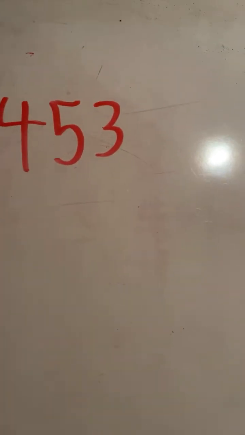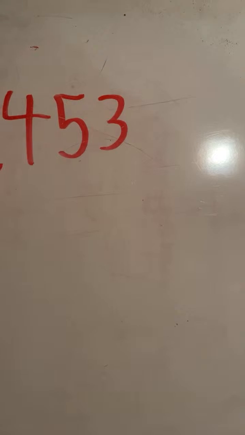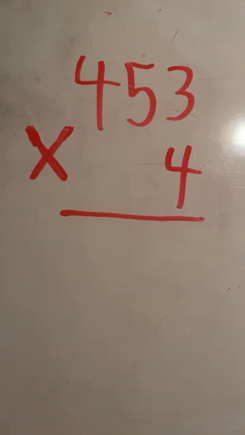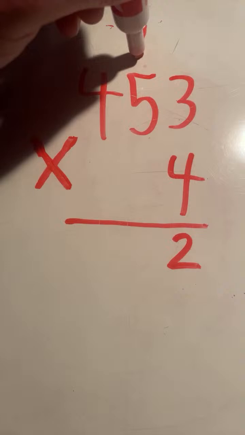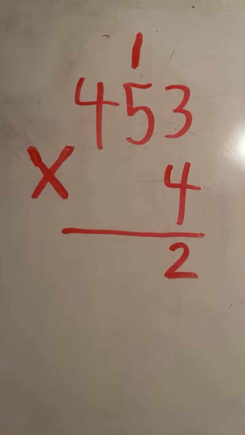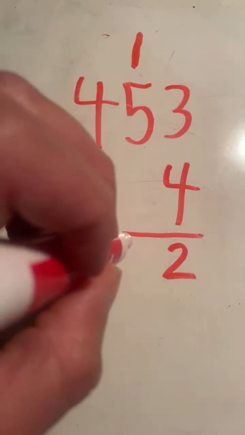All right, next example. 453 times 4. So we start in the ones place. 3 times 4 equals 12. 2, carry the 1. 5 times 4 equals 20. Plus 1 equals 21. 1, carry the 2.